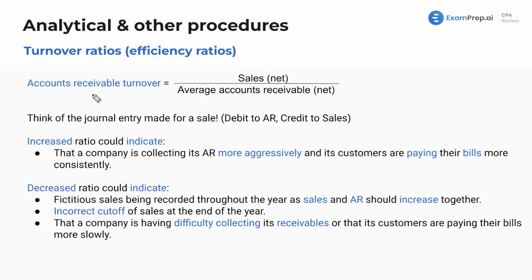Specifically taking a look at the accounts receivable turnover ratio, just because it's more tested, more asked about. Let's see some situations involving it. As I mentioned, think of the journal entries. In this case, think of the journal entry made for a sale. That's going to be a debit to accounts receivable and a credit to sales.